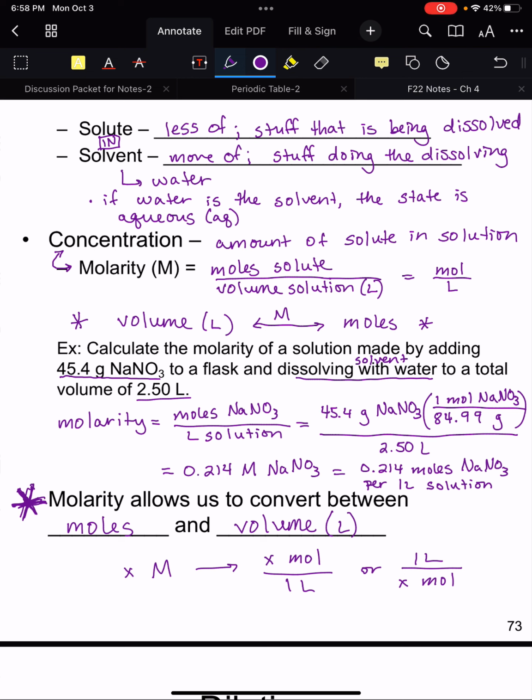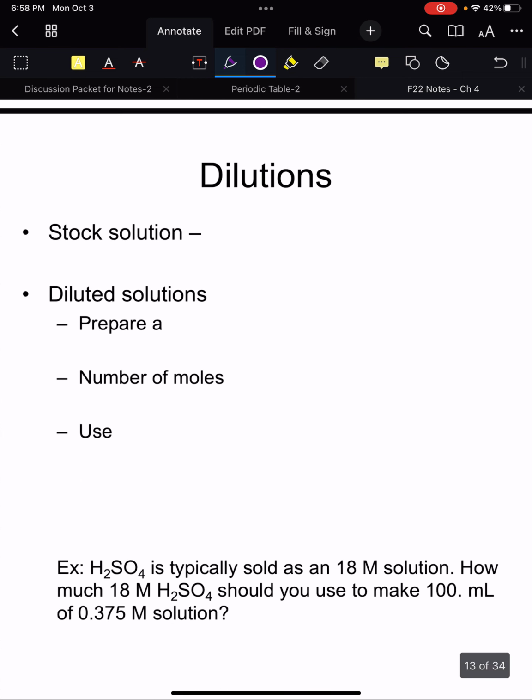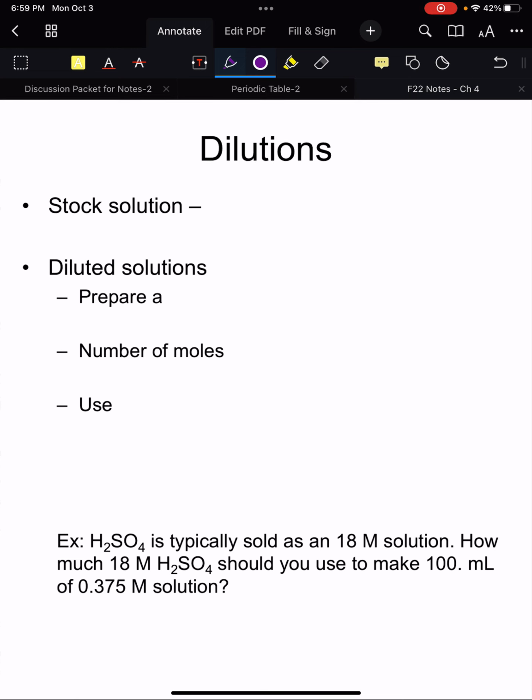And so we will do this not on the next page, but after that. And so just keep this in mind as we go through. But before we talk about how to do reactions with molarity, we have to talk about dilutions.